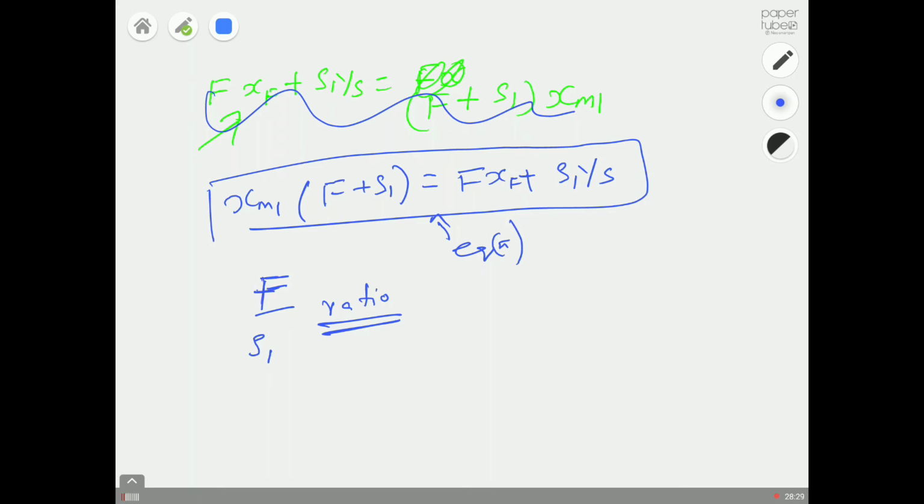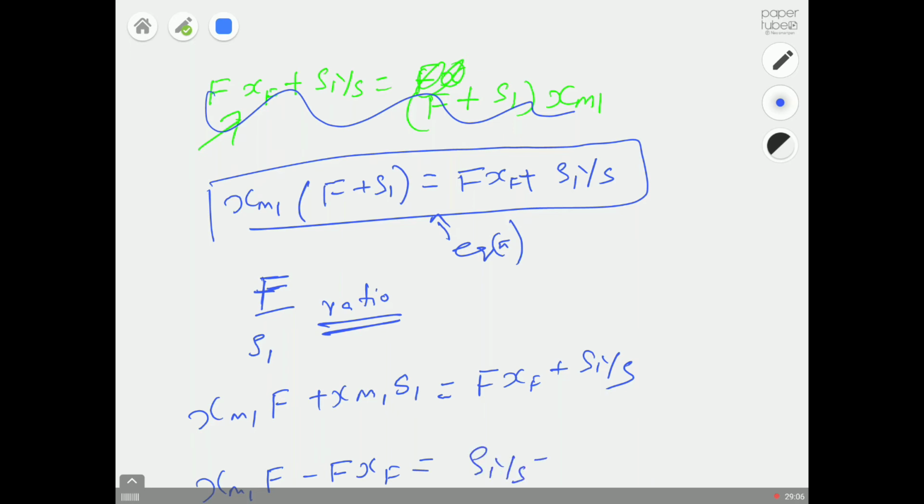It's okay if we have too many equations, because we will have only a limited amount of data, and if we need to design an extraction unit, it's better we have all the information that connects one quantity with another. So how to do this? xm1 f plus xm1 s1 is equal to fxf plus s1 ys. Take all the f to one side: xm1 f minus f xf should be equal to s1 ys minus xm1 s1.